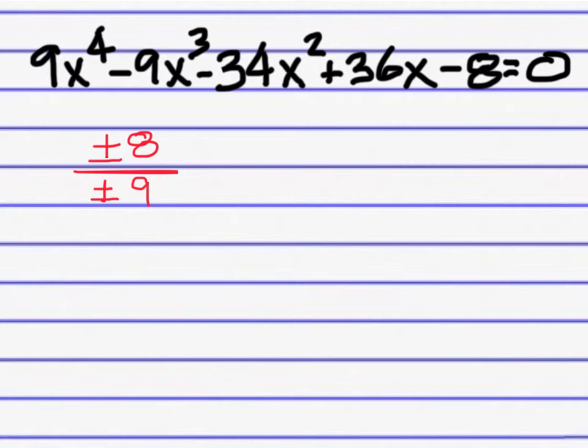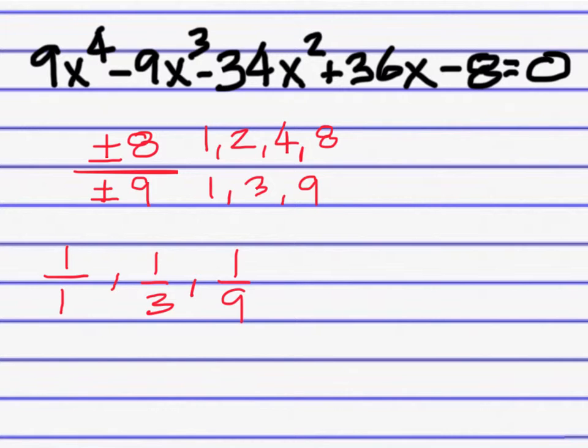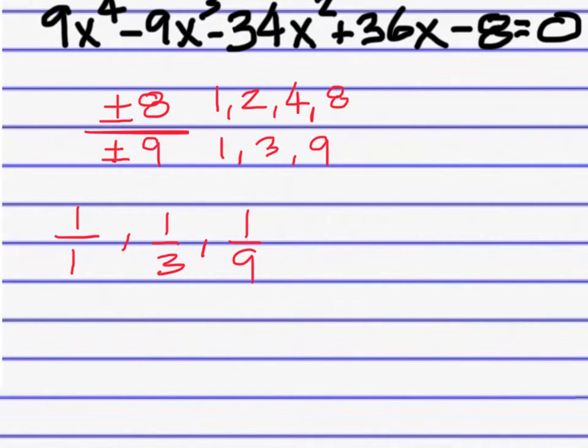And all of the factors of 8 are 1, 2, 4, and 8. And then all the factors of 9 are 1, 3, and then 9. So we can just start with 1 on the top and divide 1 by each of the factors of 9. 1 divided by 1, 1 divided by 3, 1 divided by 9. And then move over to the 2 on the top. 2 divided by 1, 2 divided by 3, 2 divided by 9.